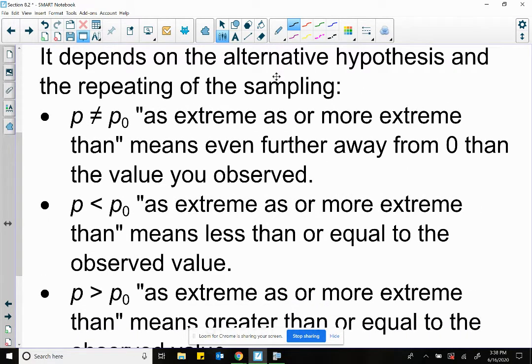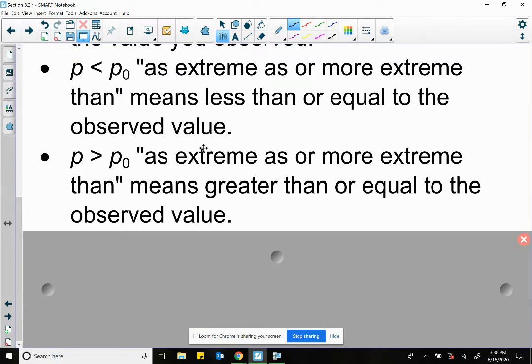It's all about that hypothesis testing telling you what's going to happen, and the repeating of the sampling and what should happen with it. So there's as extreme as or more extreme than. That's what that means.